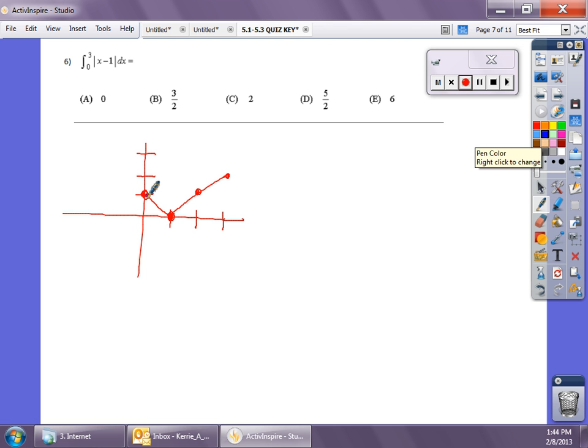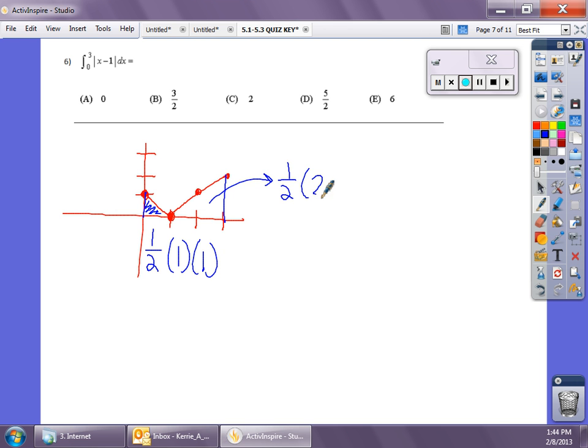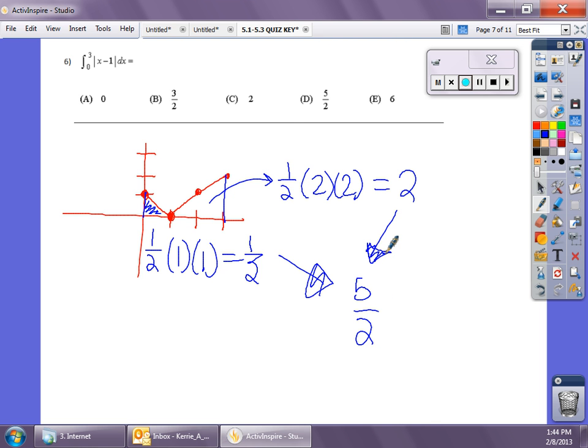You're going to be asked to do the net signed area from 0 to 3. This area would be 1/2 times 1 times 1. And then this guy, the area would be 1/2 times 2 times 2. So this area is 1/2, this area is 2, and together we end up with 5/2. Add those two areas together, and we get 5/2.